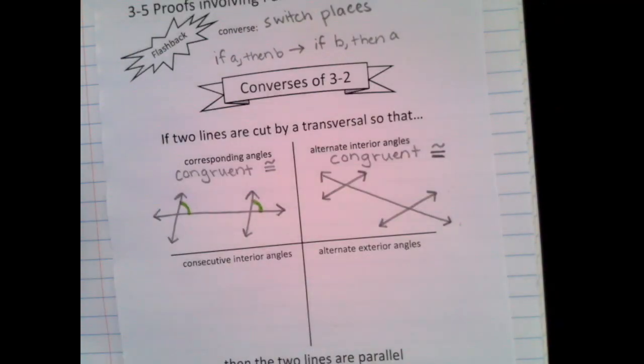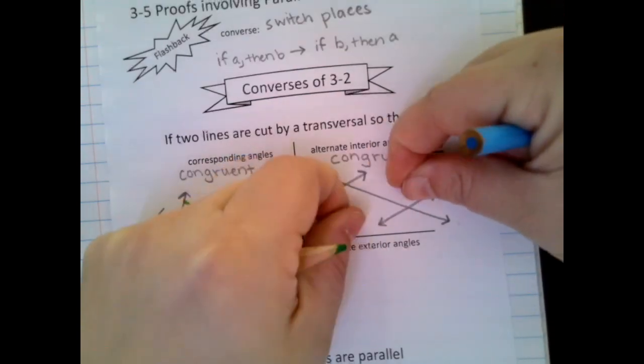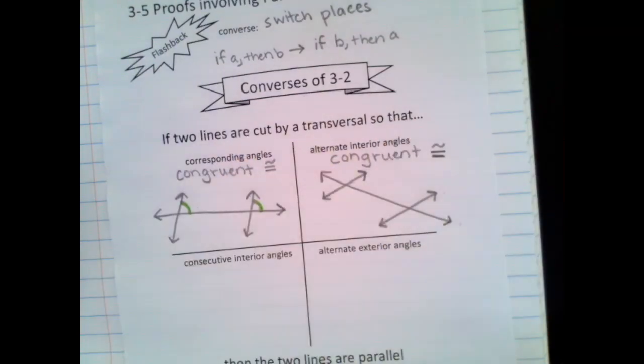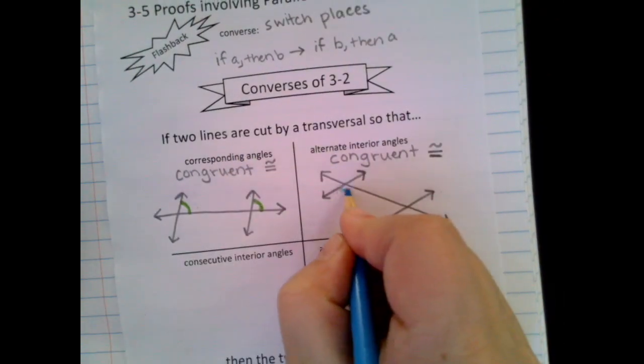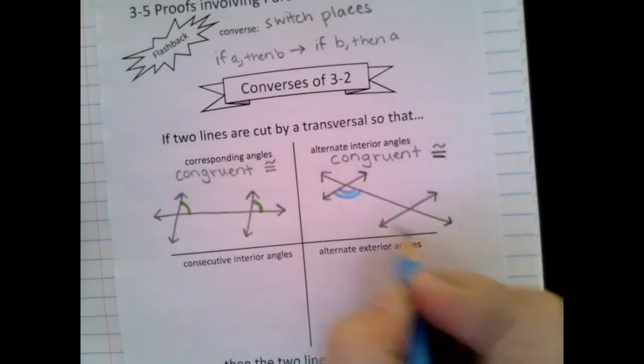Earlier today I had a student ask me, how do you know that they're inside? And it's like if you put your fingers on the lines and you pinched them together, the inside is the pinched part. That's our inside. Okay, so if I start with this angle here, I just picked one of the inside ones. It's also in between the lines.